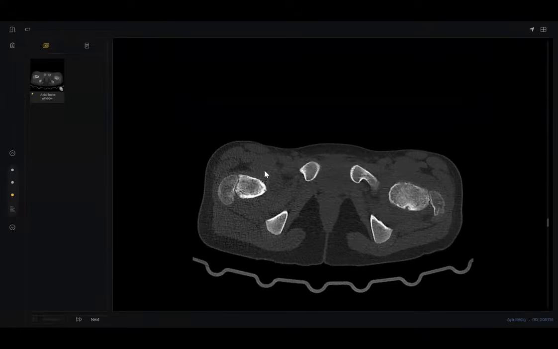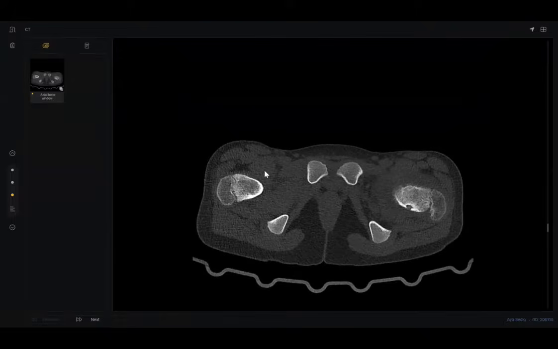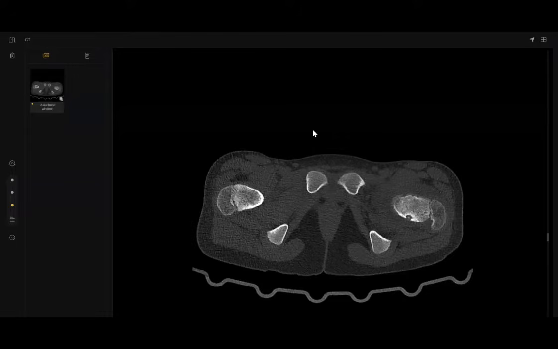Okay, so I can see that there is a very lucent area with surrounding sclerosis, which is highly concerning for osteoid osteoma. So I would inform the primary physician about these findings, and I would ask for radiofrequency ablation of this lesion for further management.